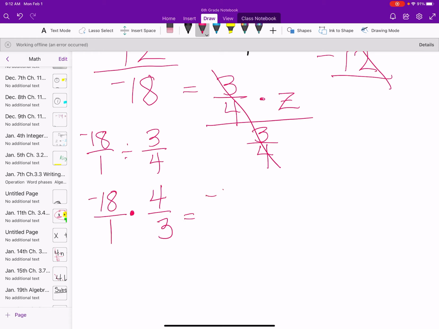-18 times 4 is -72. 1 times 3 is 3. 3 goes into 72 24 times. I only have one negative, so my answer is -24.